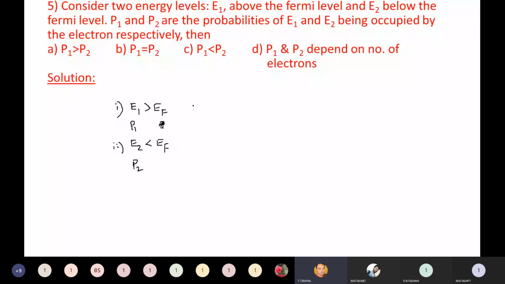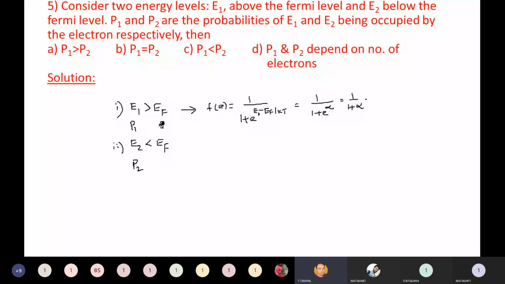Now find the probability first. If E1 is greater than EF, what is the probability? Probability is nothing but f of E. f of E is equal to 1 by 1 plus e power (E minus EF) divided by KT, according to the Fermi-Dirac distribution function. Instead of E, I can write E1. So E1 is greater than EF, what happens? 1 by 1 plus e power infinity, that is 1 by infinity, which is equal to 0. So if E1 is greater than EF, P1 is equal to how much? 0.